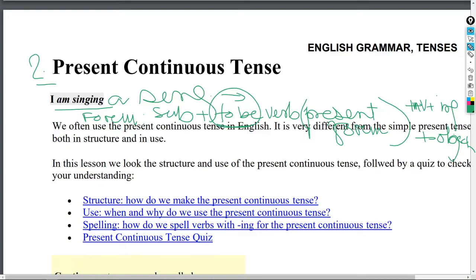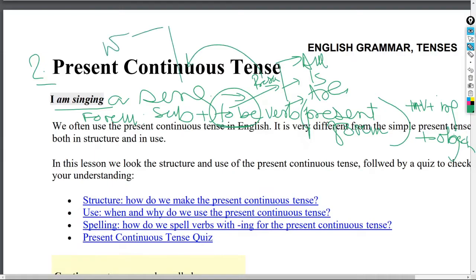Therefore, we will have to follow the format or the form. That means here what is missing is the to-be verb. To-be verb, five forms are there. Okay, to-be verb into the present, three forms: am, is, are. And into the past, two forms are there, was and were.